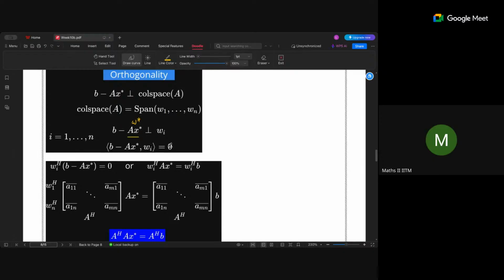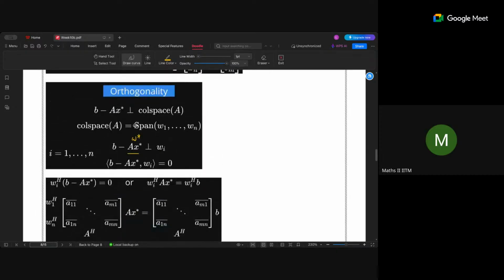So B minus W star is orthogonal to every single element here. Note that the inner product of B minus Ax star with Wi is equal to 0. We can rewrite the inner product in this way. This one you have already seen, right? Rewriting it in this way. Have you seen it or not? There is nothing strange here. This is something very well known to you.